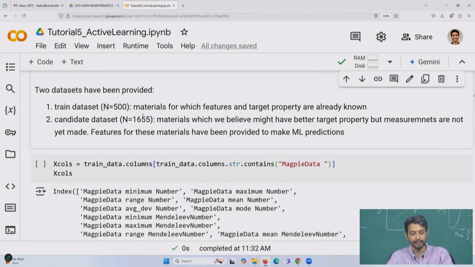Actually, the way I have done it is I have a training data set which is 500 and a candidate data set which is 1600. But from that 500, I am only using 25 of those to make sure that I have a very small data set. The reason these two are there is because my candidate data set will be separate and my training data set will be totally separate. There is no overlap between them.